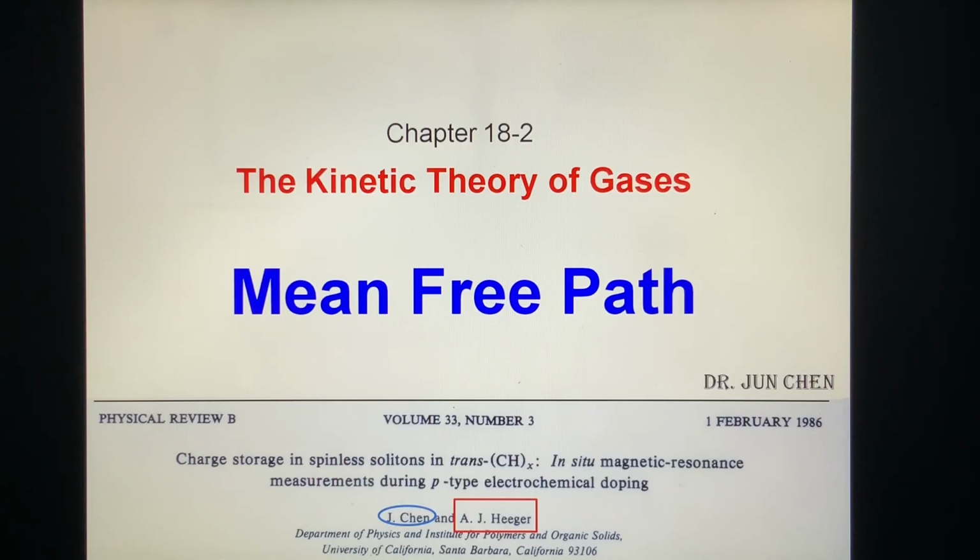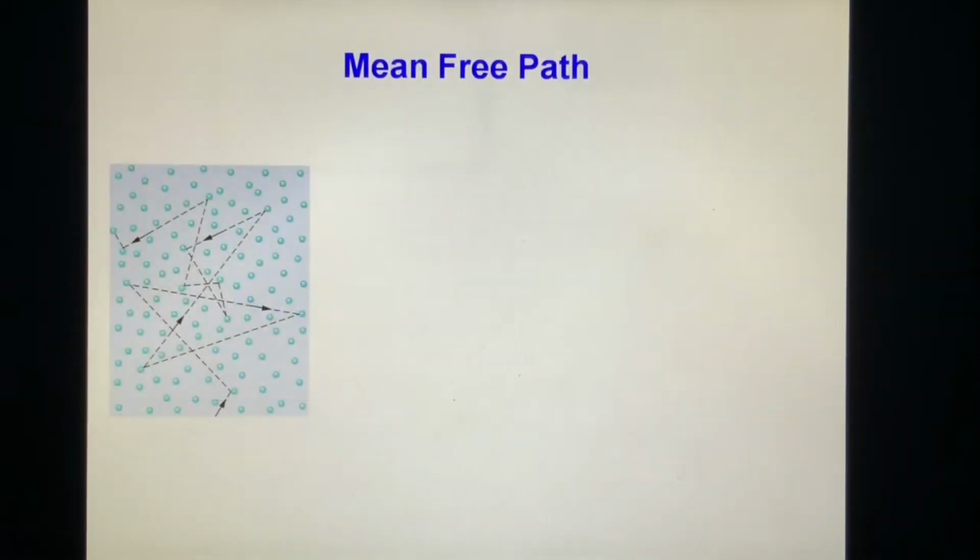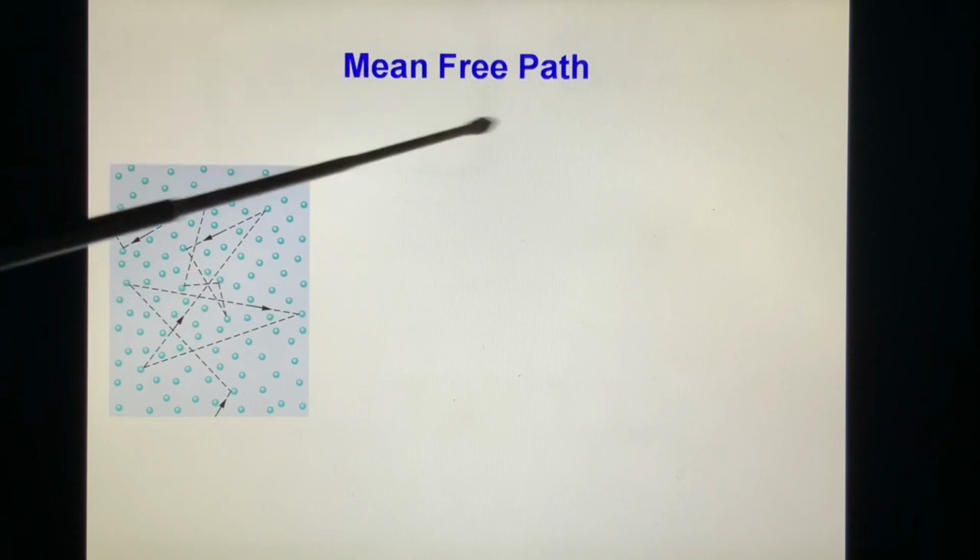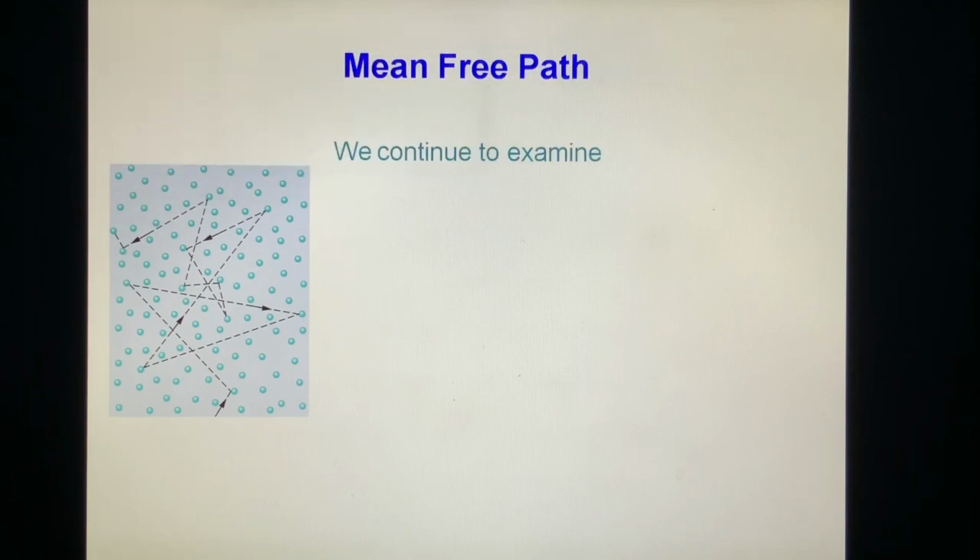Mean free path. We look at a single atom: it changes direction and speed, changes direction and speed, changes direction and speed, and so on. Okay, so we need the mean free path, the average. We continue to examine the motion of molecules in an ideal gas.